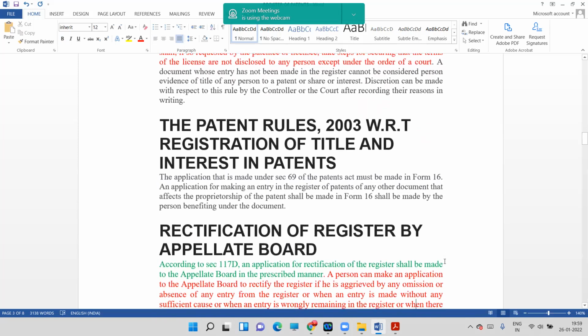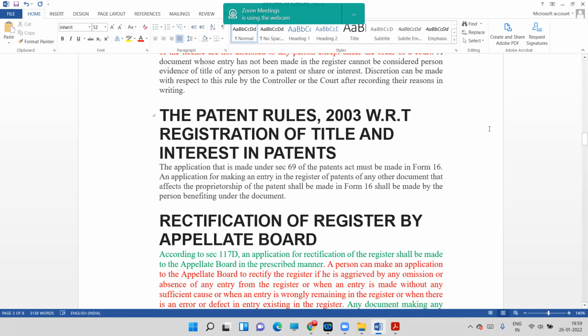ये पढ़ चुके हैं क्या हम? The patent rules 2003 with respect to registration of the title and interest in patents. The application that is made under section 69 of the Patents Act must be made in form 16, जो आपने क्वेश्चन पूछा था. ठीक है. तो मैम ये फॉर्म 16 के साथ साथ अपने को असाइनमेंट डीड वगैरह भी सबमिट करनी पड़ती है. हाँ, यस.